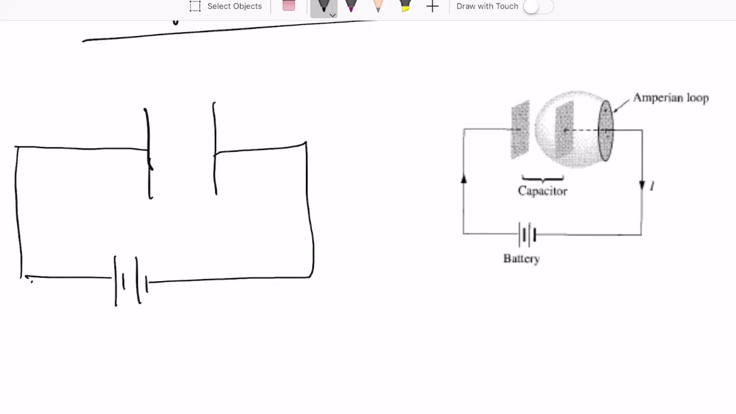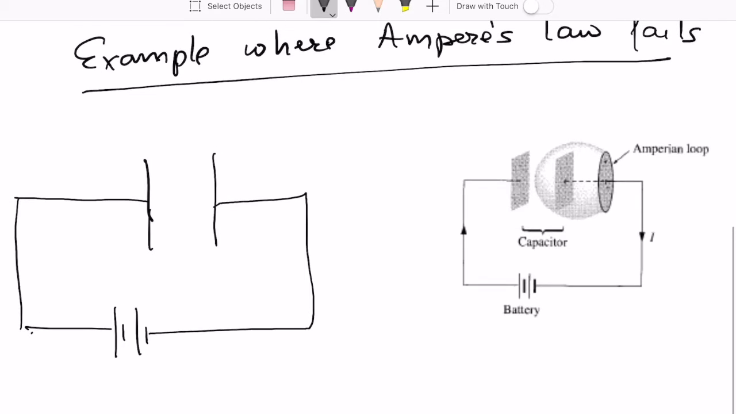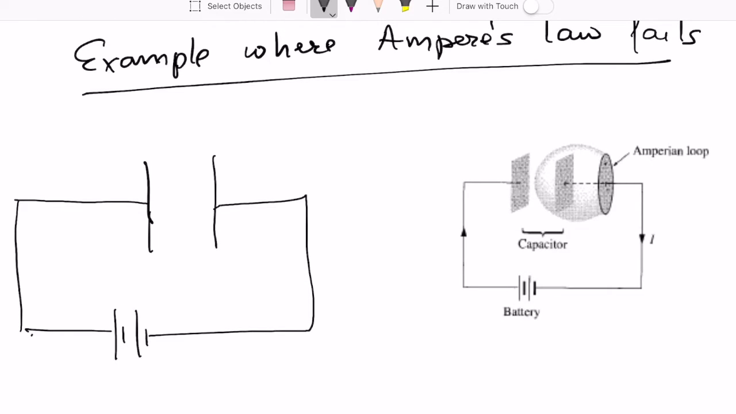Okay, let us look at an example where Ampere's law fails. And I have a nice diagram on the PowerPoint slide, which I've copied over here. Okay, let us first focus on this diagram on the left. So what do we have here? We have a capacitor which is being charged up by a battery. So there is a current flowing like this.